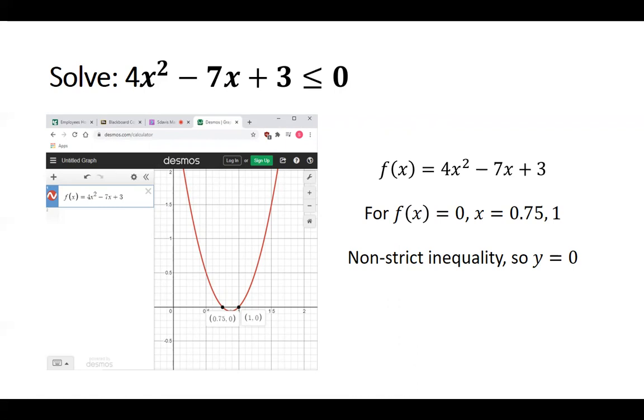Be careful, because this is where people tend to make the mistake: they get in the habit of looking for greater than, and so they just automatically give the result as if it were greater than. We're looking for less than or equal to, so it's less than from 0.75 to 1. And since it's not a strict inequality, we'll include those x-intercepts. So we have from 0.75 inclusive to 1 inclusive.